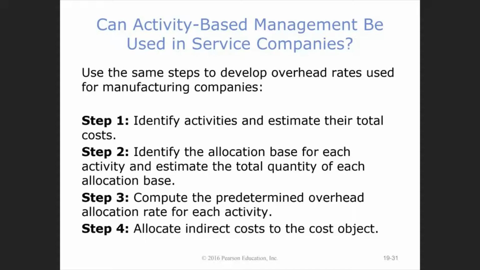Step one, we're going to identify activities and estimate their total cost. Step two, we're going to identify the allocation base for each activity and estimate the total quantity of each allocation base. Step three, we're going to compute the predetermined overhead allocation rate for each activity. And step four, we're going to allocate indirect cost to the cost object.